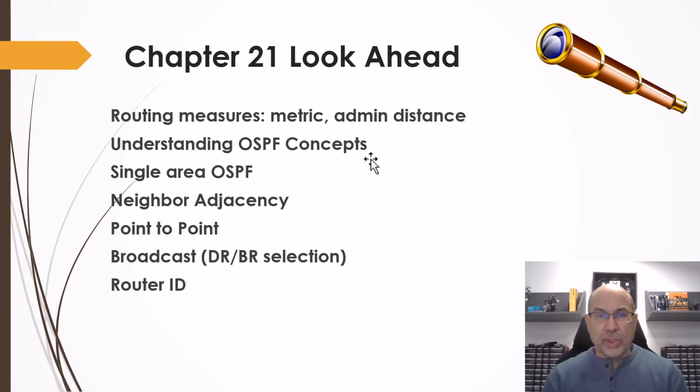Well, the reason we wanted to make sure we had a handle on this chapter, and we wanted some troubleshooting tools, is that we really wanted to understand our static routing and really be able to troubleshoot it. Why? Because we're about to do OSPF. So the Chapter 21 look ahead is routing measures. We're going to talk about metric and admin distance and even prefix length. Understanding OSPF concepts, we're going to do a single area OSPF build. We're going to talk about adjacency, point-to-point areas, broadcast areas, and the router ID. Going to be very exciting, our first routing protocol.